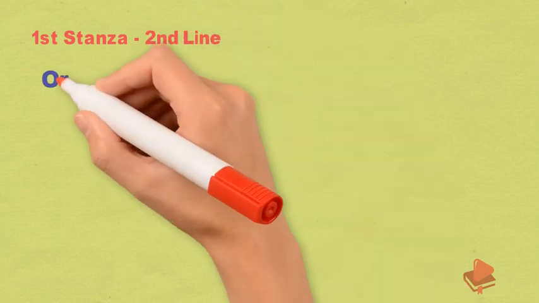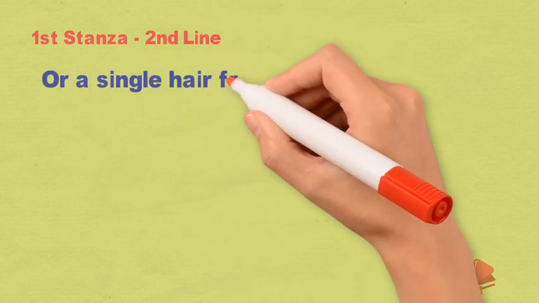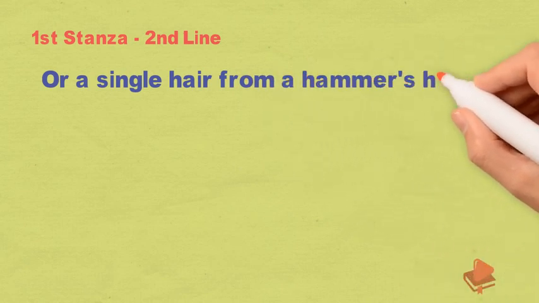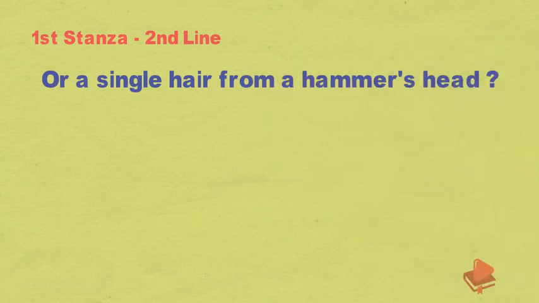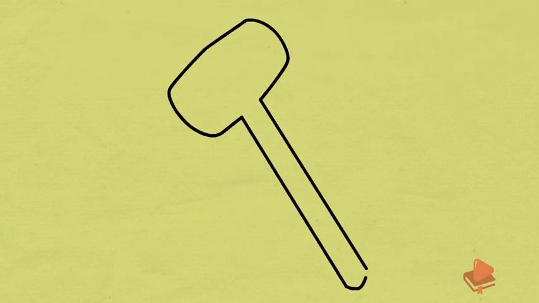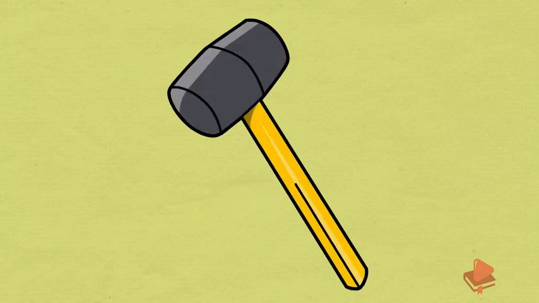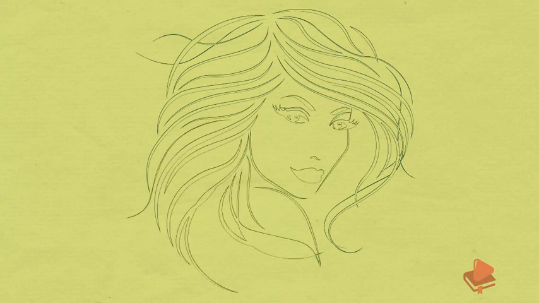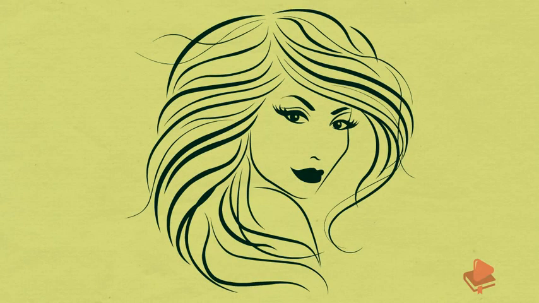Here comes the second line of the first stanza. Or have you seen a single hair from a hammer's head? Here the poet is trying to ask if anyone has seen a hair from the head of a hammer. Here you can see the picture of a hammer. And has anyone seen a hair wherein the hair is seen on the head of a human being? It's a girl or a boy. The hair is seen on the human being.